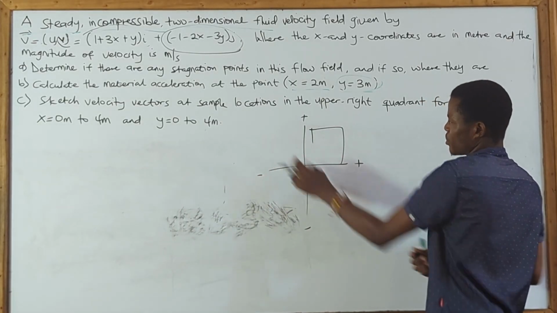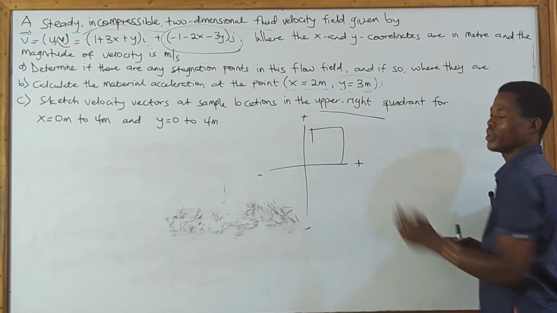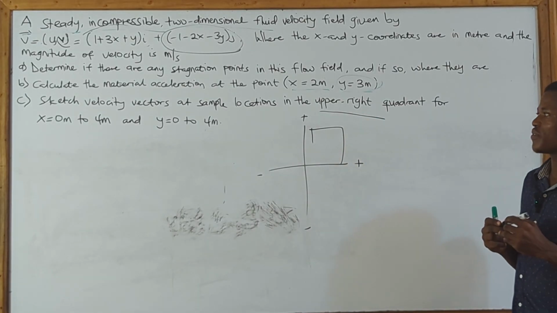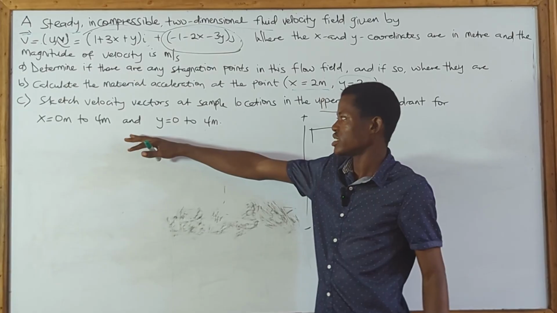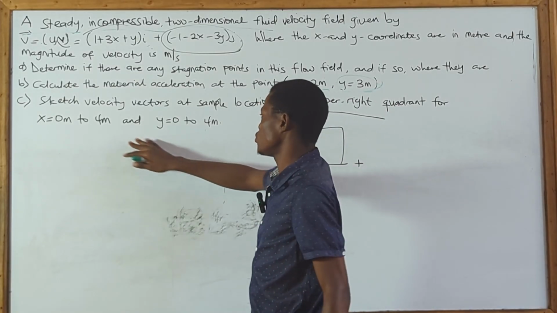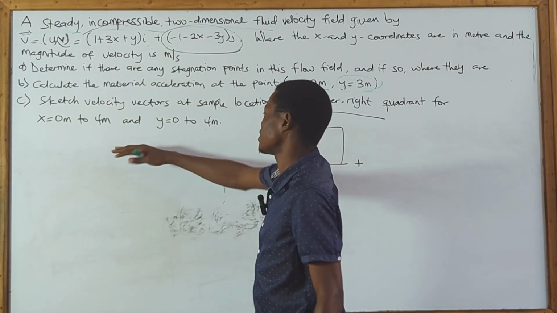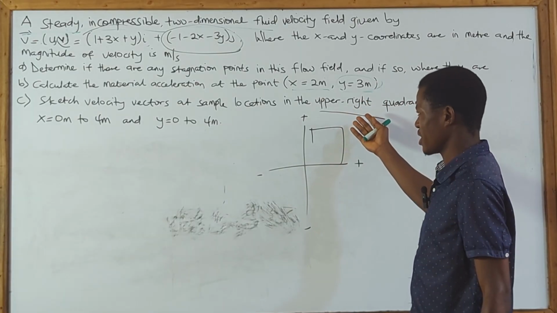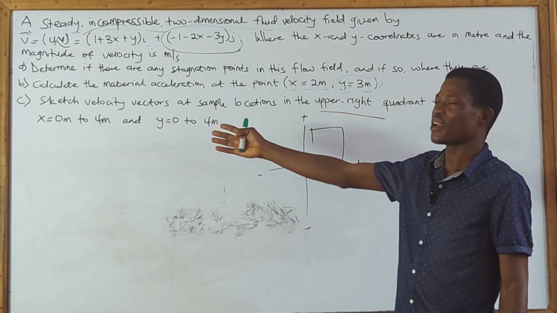So we can't draw it here because they said upper right quadrant. We are making reference to this, and they've given us the range of values we are supposed to use, and this range actually fits our work in the sense that there are no negatives.